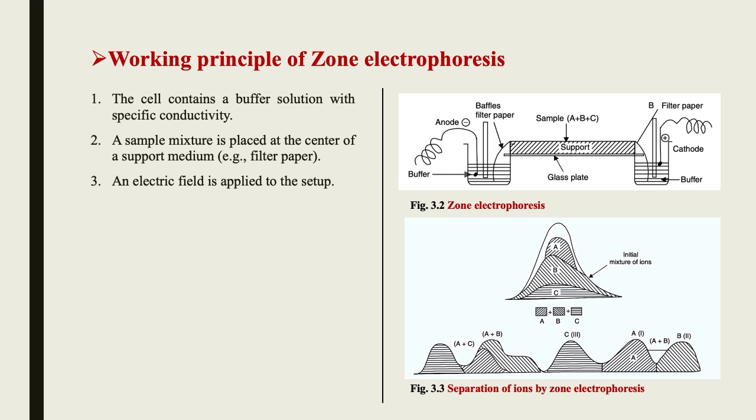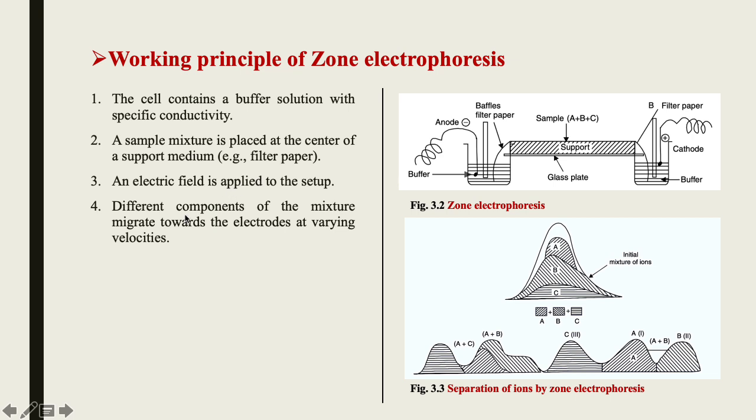The third part is the electric field that is applied to this setup. The working of the electric field is to separate out the different kinds of ions. Now the fourth part: the different components of the mixture migrate towards the electrodes at varying velocities. One is the positive electrode, the cathode, another is the negative electrode, the anode. After application of the electric field, your sample mixture will move with different velocities towards the electrodes. Whether cation or anion, it will move according to low or high mobility, so they differ by velocity.